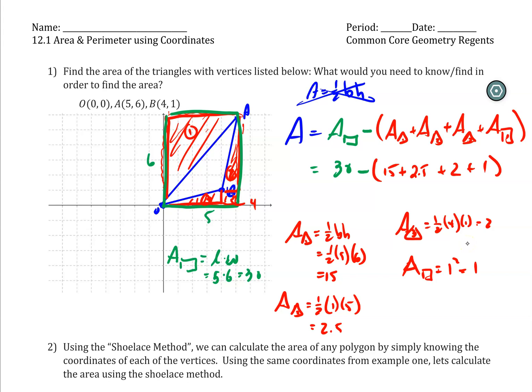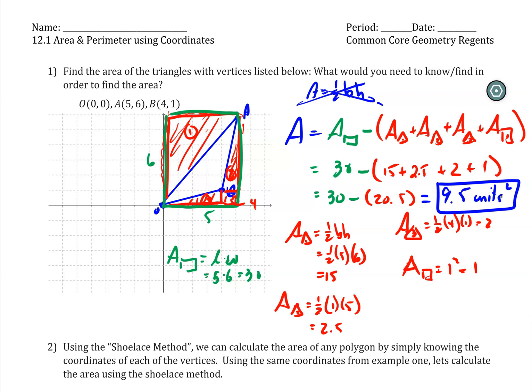So if I add those all up, that gets me an answer of 30 minus this total here. So 15, what is that, 20.5, which is going to get me a final answer of, what is that, 30 minus 20.5, that's 9.5 units squared. That would be the area of my blue triangle.